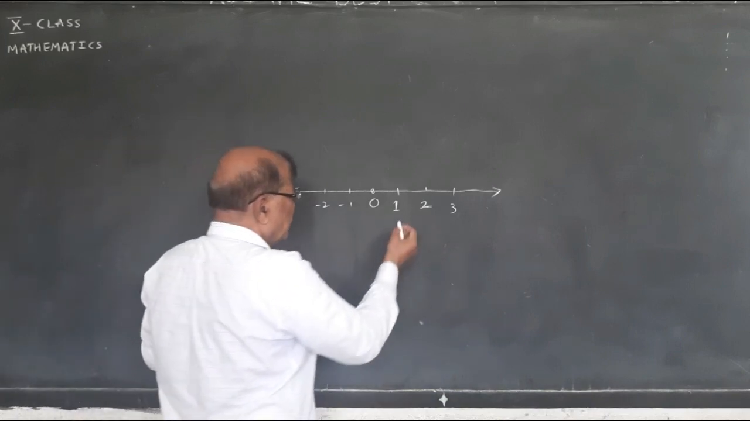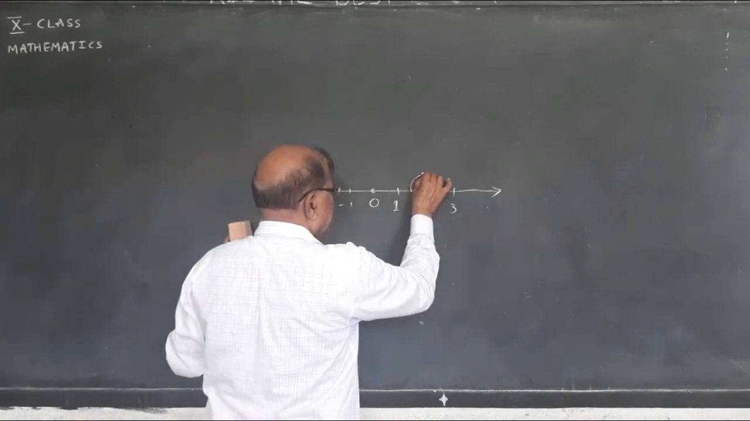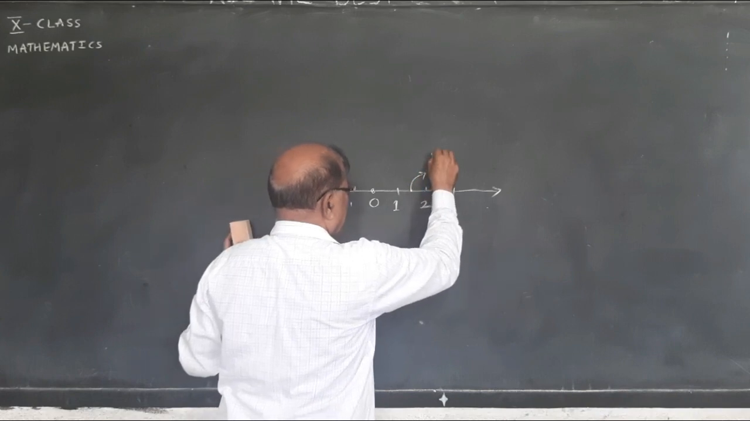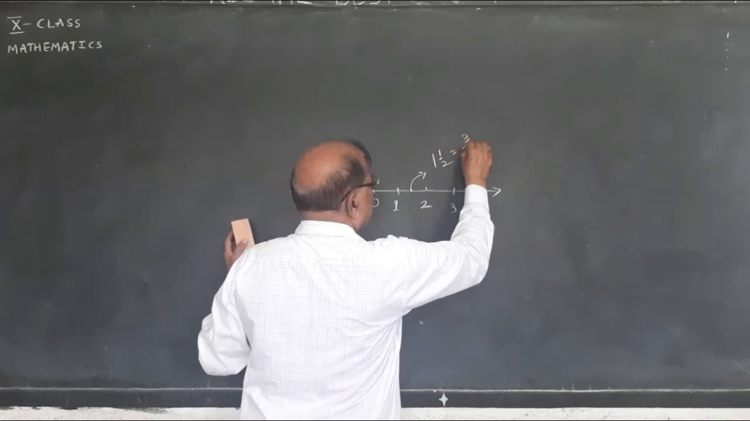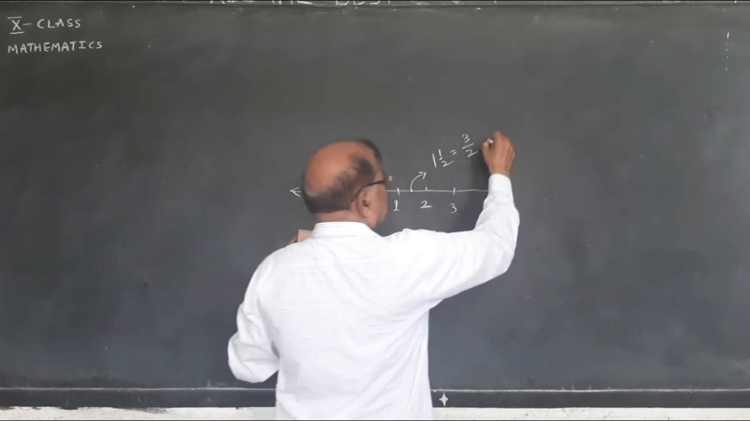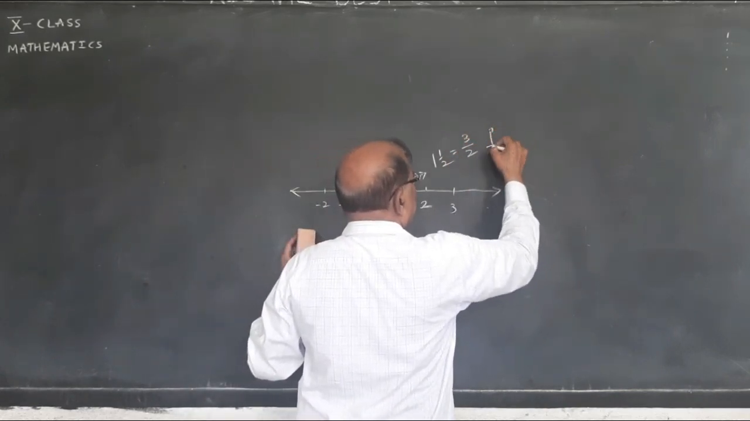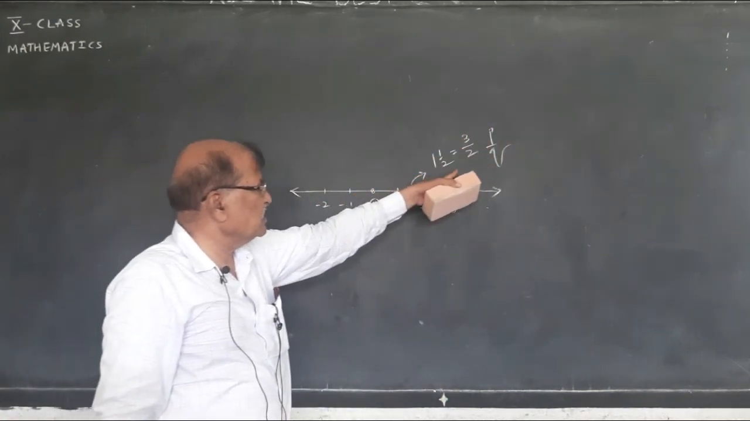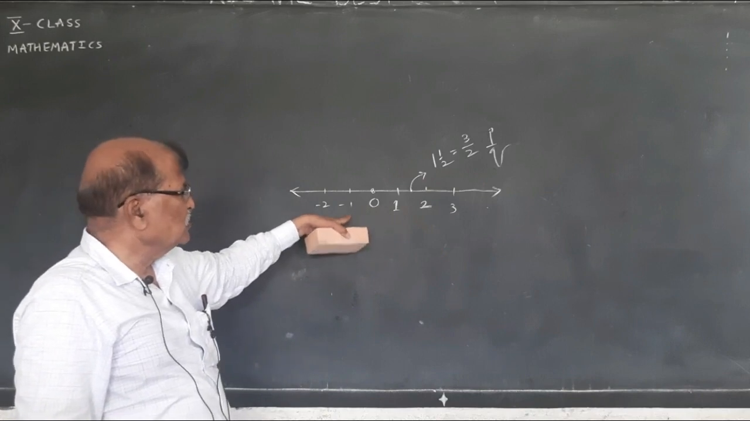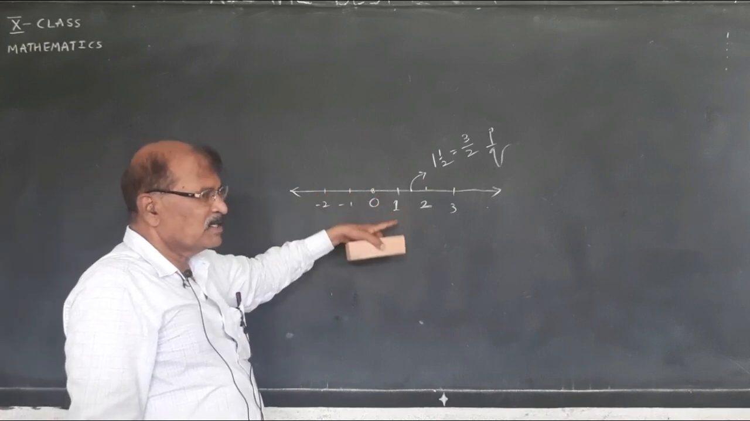So take a midpoint of this. This is nothing but 1 by 2. It is nothing but 3 by 2. 3 by 2 is in the form of P by Q. So it is a rational number. So rational numbers can be represented on a number line. So it is a subset of a real number.